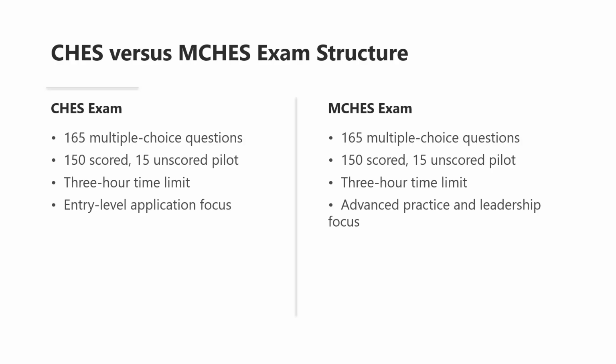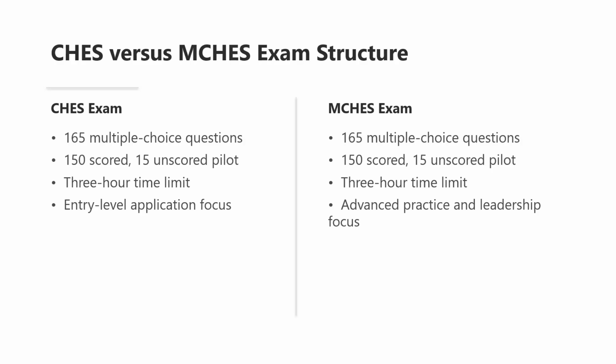Alright, let us talk about one of the first things every candidate wants to know, which is what exactly does this exam look like? I want to walk you through the format for both the Certified Health Education Specialist, or CHES, and the Master Certified Health Education Specialist, or MCHES, exams so that there are no surprises on test day. Both exams have the same basic structure. You will face 165 multiple choice questions, and you have 3 hours to complete them. That is the same total number and the same time window whether you are taking the CHES or the MCHES.